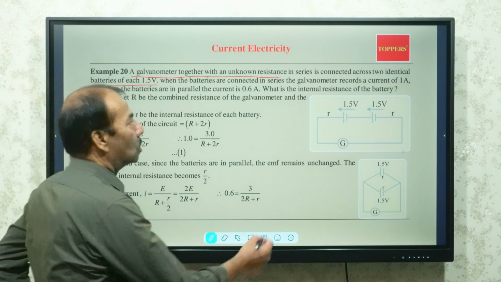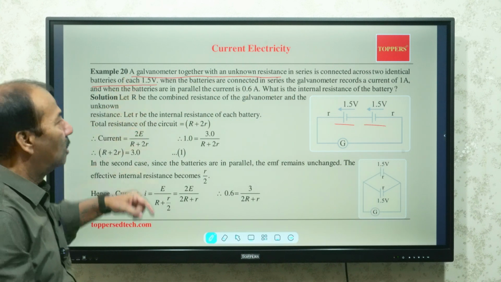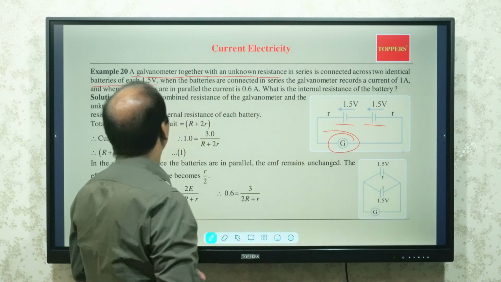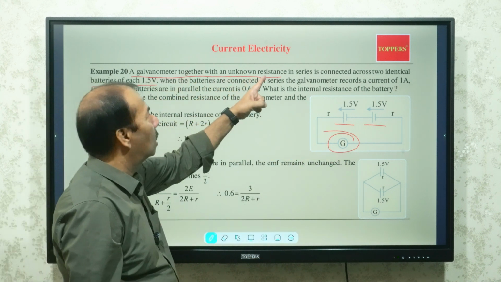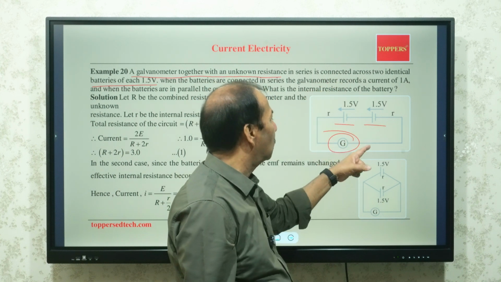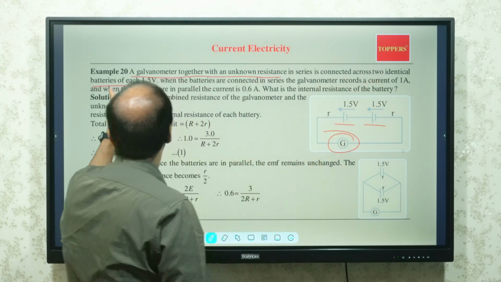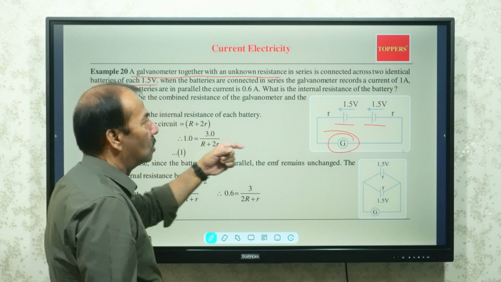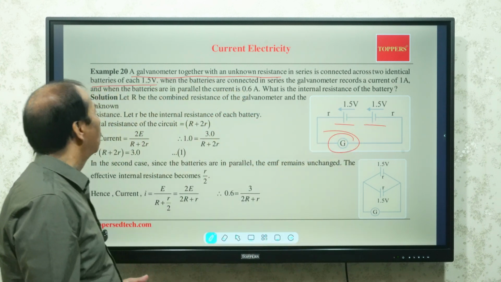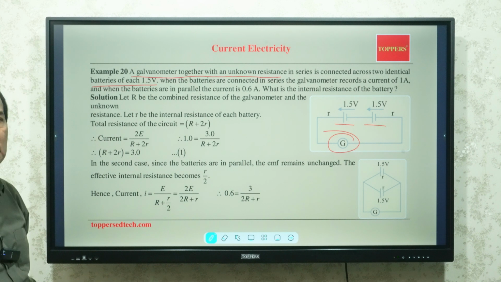Now here, 1.5 volt, you can see these two EMFs. And this is the galvanometer. Now the galvanometer together with an unknown resistance in series is connected, so there is some unknown resistance which is connected in series with this. It's connected across two identical batteries of each 1.5 volt, so EMF of this cell or this cell is 1.5 volt. When the batteries are connected in series, the galvanometer records a current of 1 ampere, and when the batteries are connected in parallel, the current is 0.6 ampere.